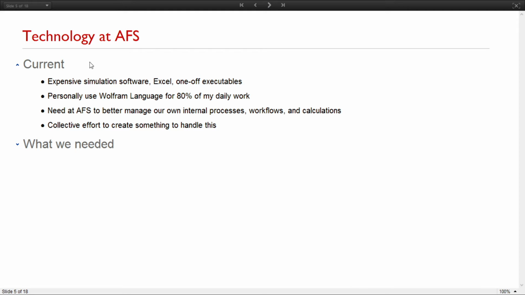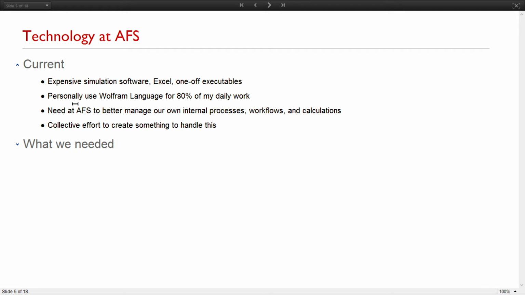Technology at my company: we use a lot of very expensive simulation software to run our models, and that's the base of it. But we're no different from anyone else in the industry. A lot of our stuff used to be Excel. It used to be one-off executables. And it was just scattered everywhere. Like I said, I personally use the Wolfram language for 80% of my work, and I've been trying to get that number to grow, spread awareness among my colleagues and things like that.